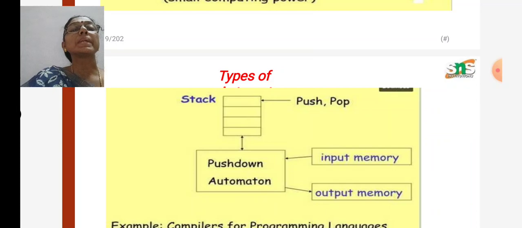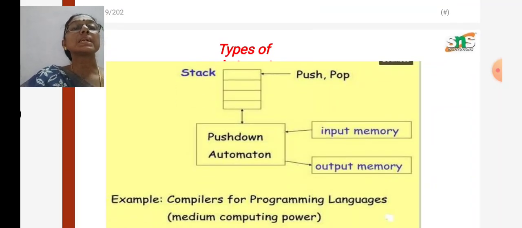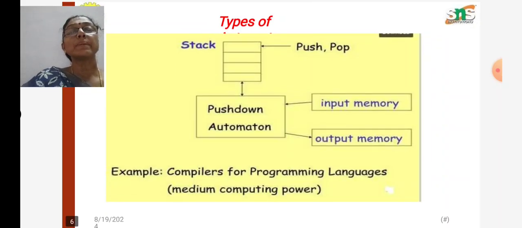In the push-down automata, in addition to the finite state automaton, we have temporary memory as a stack. The diagrammatic representation shows that we have an input unit, and from the input unit we go into the push-down automata machine, and for storing the input symbols we need the stack, which is a temporary memory. From that, based upon the transitions, we produce an output. An example of a push-down automata is the compiler. It requires medium computing power.